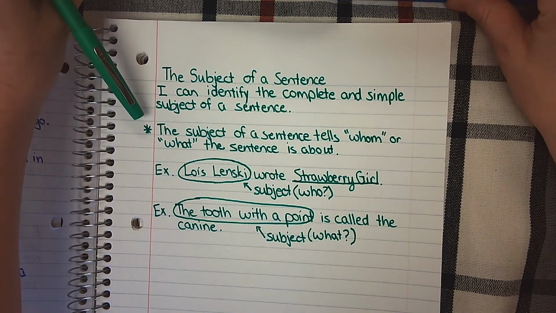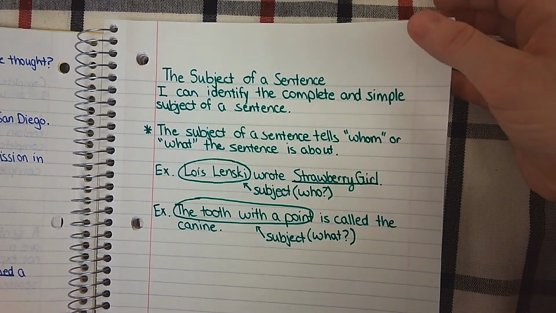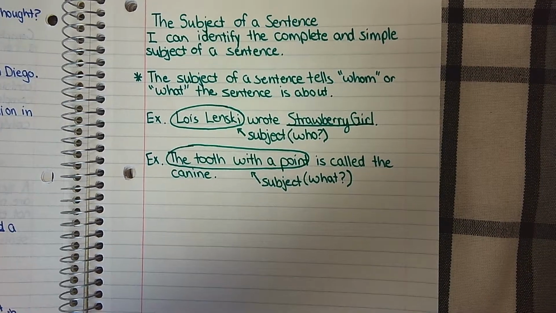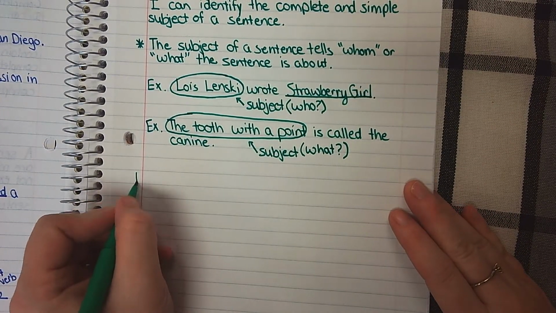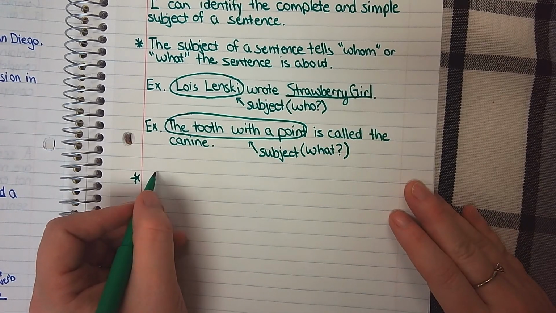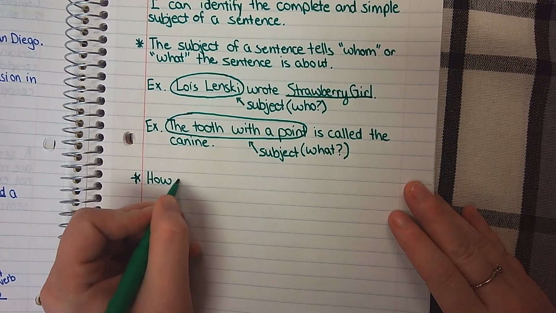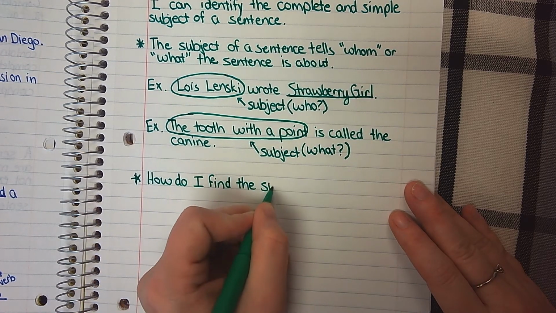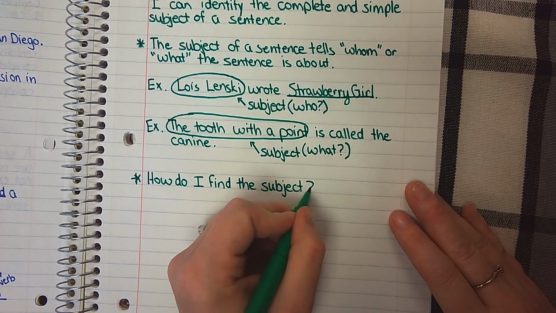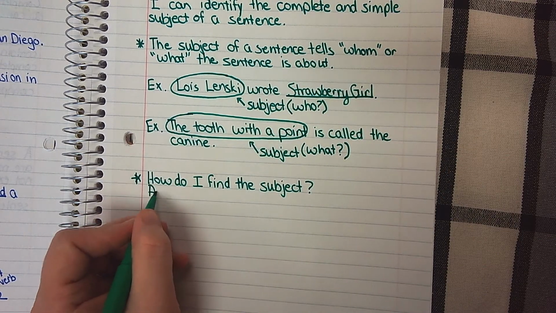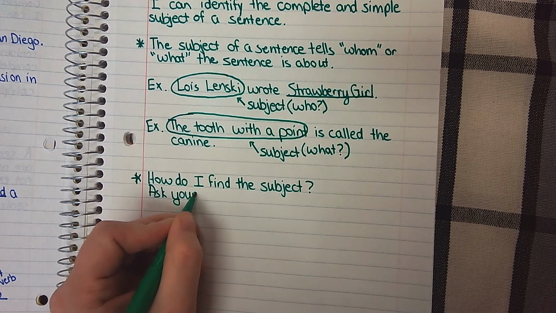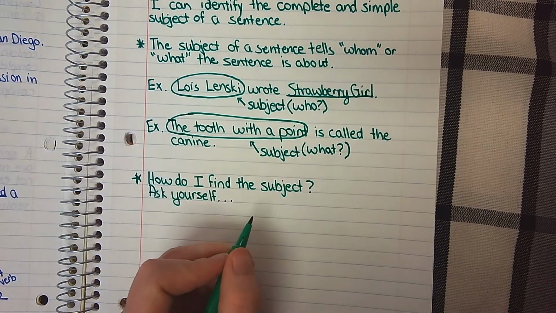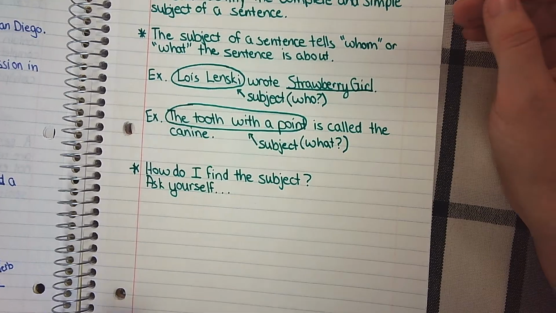So if these are the subjects of a sentence, how do I know what the subject of a sentence is if I'm unable to find it? Maybe that's a little difficult for me. Here's how you find it. I'd like you to write a star and write that question down. How do I find the subject? Ask yourself these two questions. Kind of reviewing what we just did, but we're specifically going to write those questions down right now.